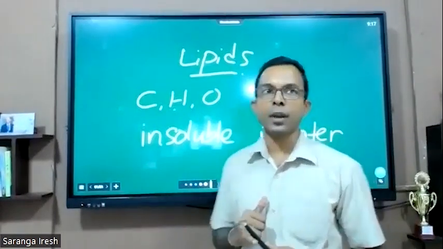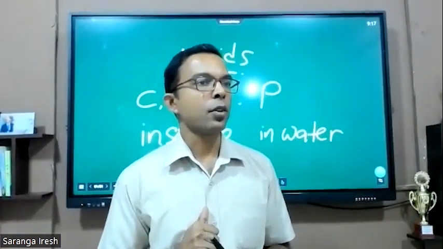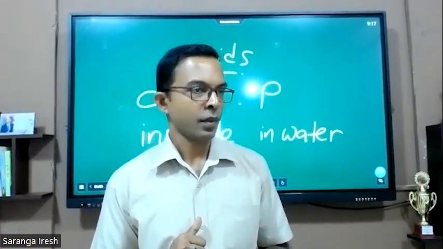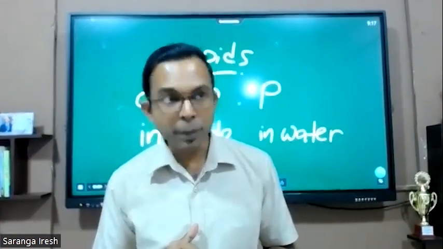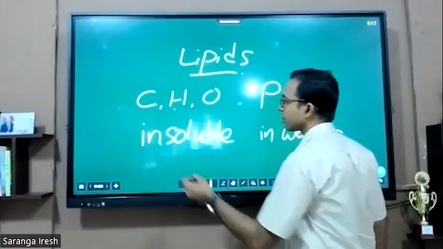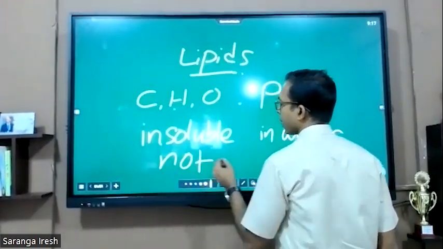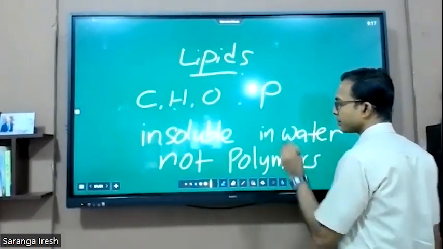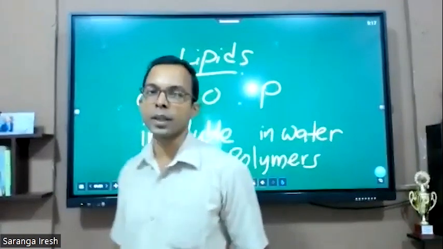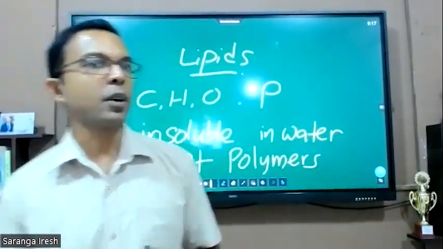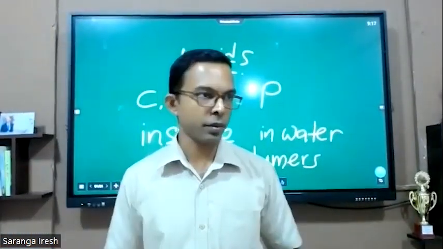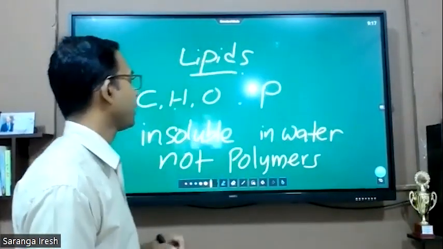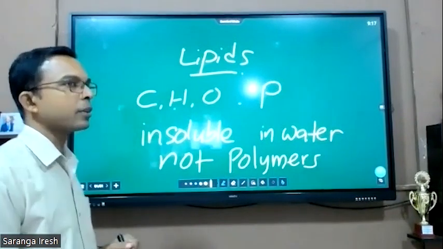If you can remember, I mentioned proteins. When talking about proteins, I mentioned that proteins are polymers, but lipids are not polymers. Polymer means a molecule which is made up of some units. Therefore, lipids are not polymers. Right. So these are some common facts about the lipids.